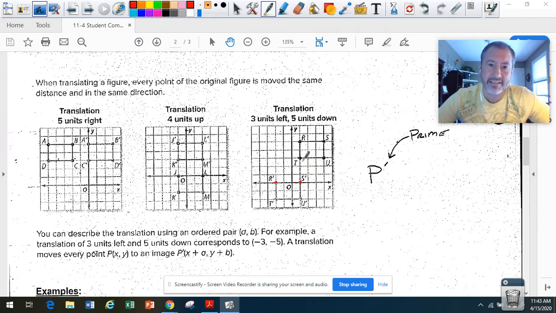Okay, we'll do the same thing with T. Move it 3 to the left: 1, 2, 3. Then move it down 5: 1, 2, 3, 4, 5. Here's my T prime right here.